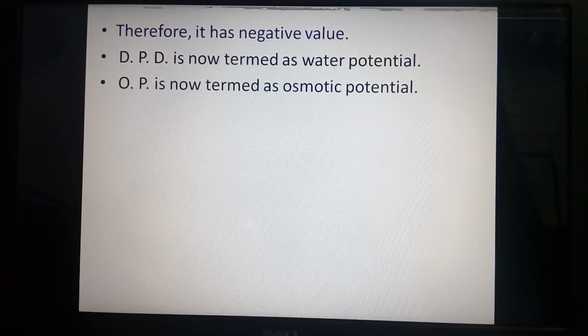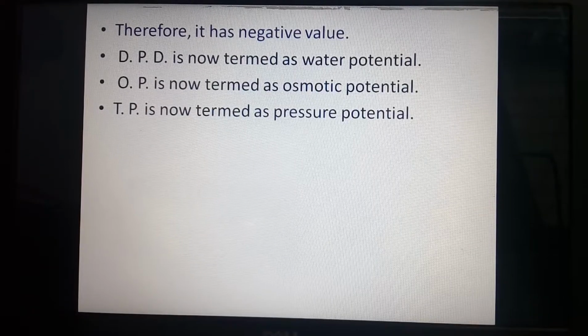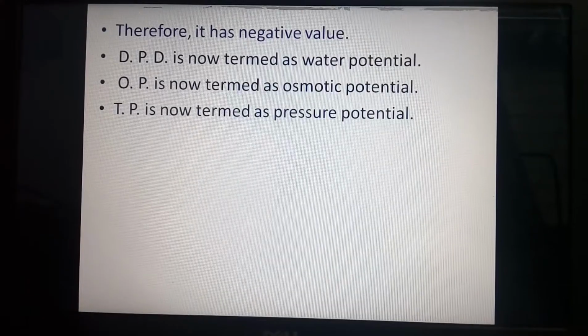Osmotic pressure is now termed as an osmotic potential. Turgor pressure is now termed as a pressure potential. So diffusion pressure deficit we have discussed. It is a suction force which is responsible for the movement of water from hypotonic solution towards the hypertonic solution.